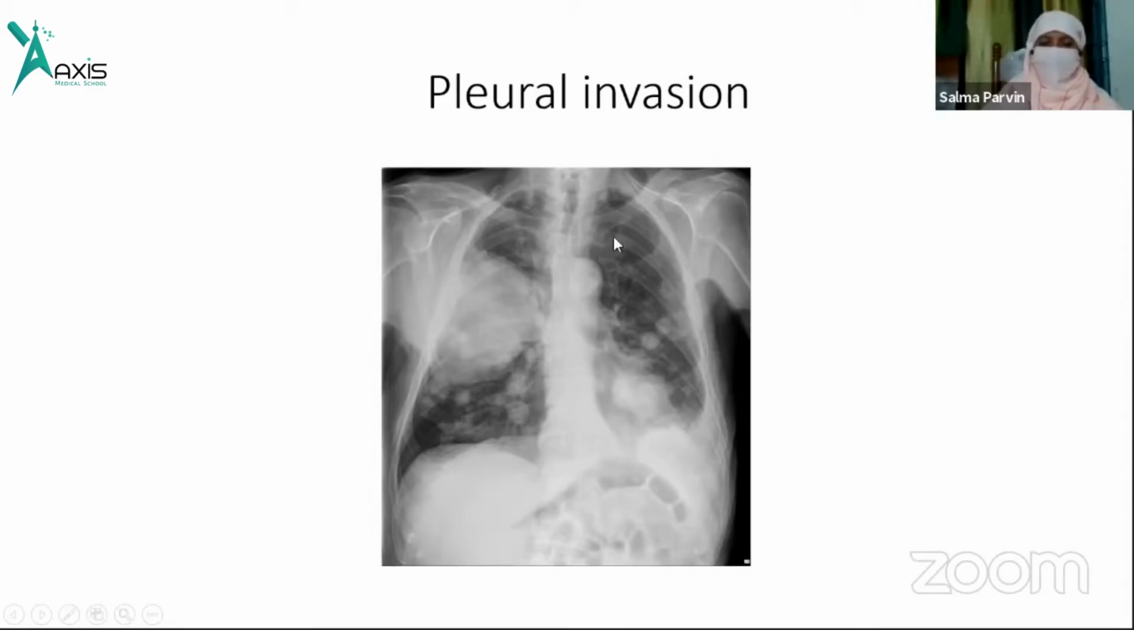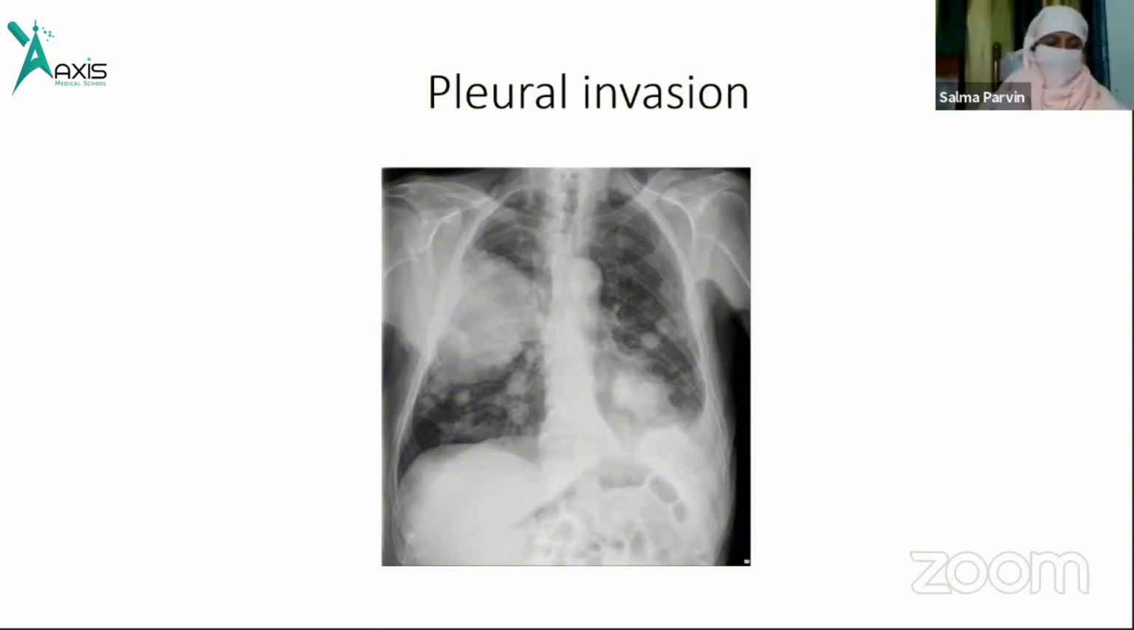The multiple pointed shadows are noted in both the lung fields, and the largest one is here. So this thickened pleural strip is really not an effusion, because if it is effusion, it will be gravitated to the dependent part of the CP angle. So this is a pleural invasion present here.